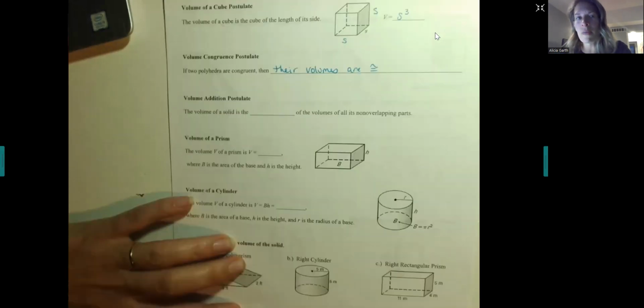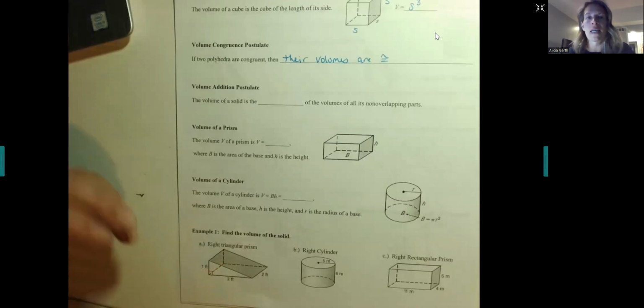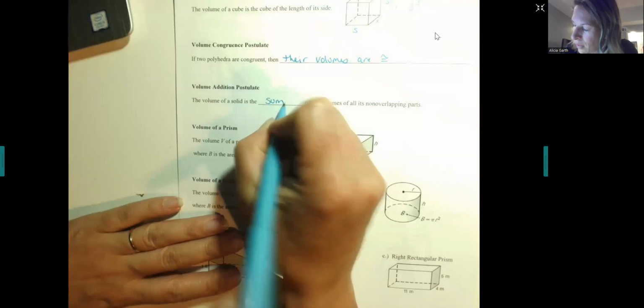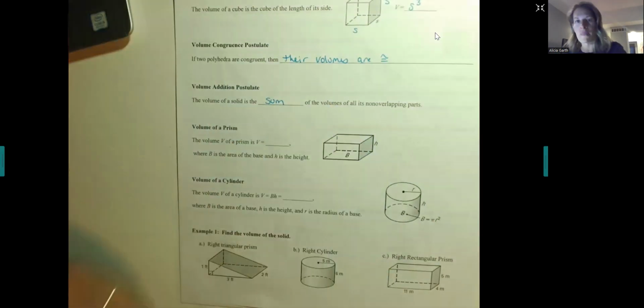Volume addition postulate, we'll be working with that a little bit today. It says the volume of a solid is the sum of the volumes of the non-overlapping parts. So we're going to have to break some shapes down into multiple parts so that we can then find the volumes. All right, now we're getting to the good stuff though.